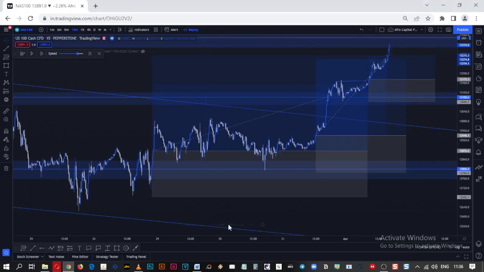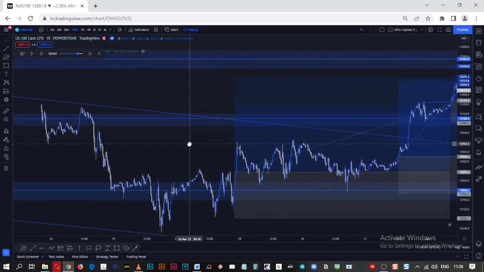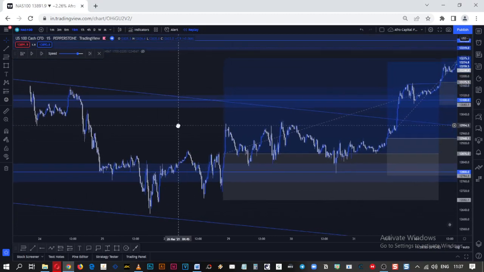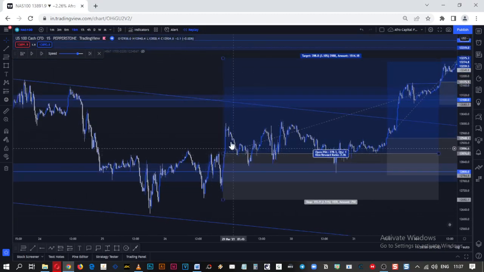How did the first trade present itself? Break and retest. Yes, broken and retested.